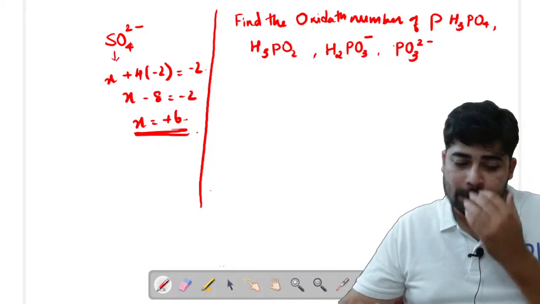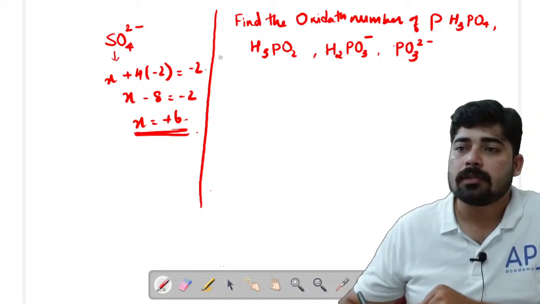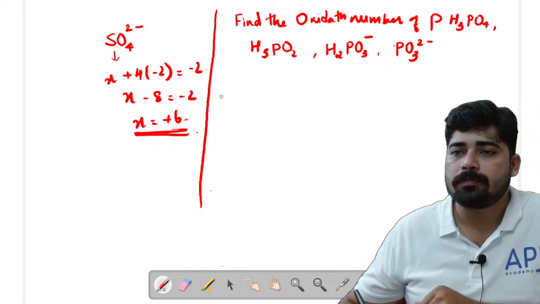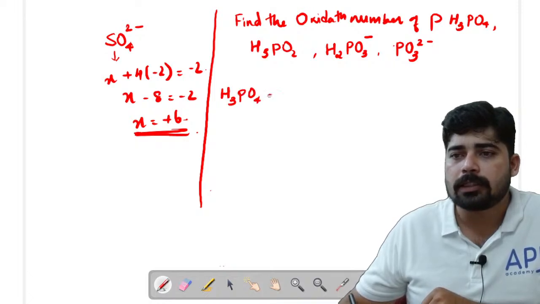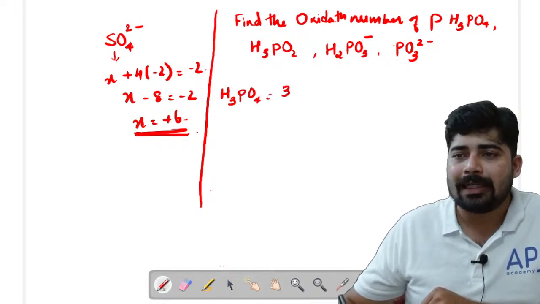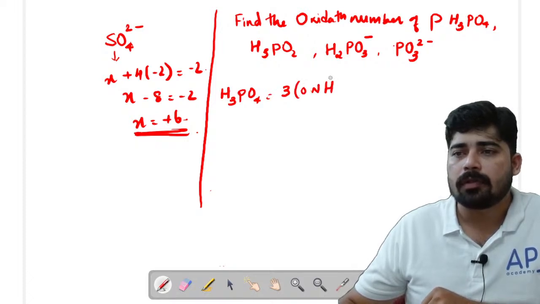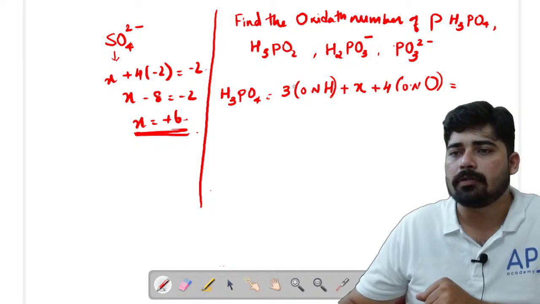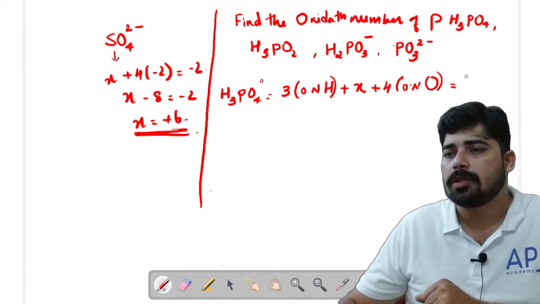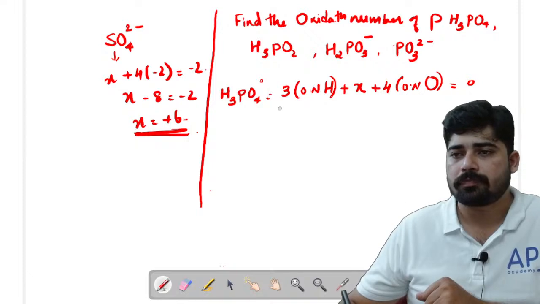So let's do this together, starting with H3PO4. How to find out the oxidation state of phosphorus in H3PO4? You know that 3 into oxidation number of hydrogen plus X, where X is the oxidation number of phosphorus, plus 4 into oxidation number of oxygen will be equal to the charge on the molecule, which is 0. So you can equate it with 0.